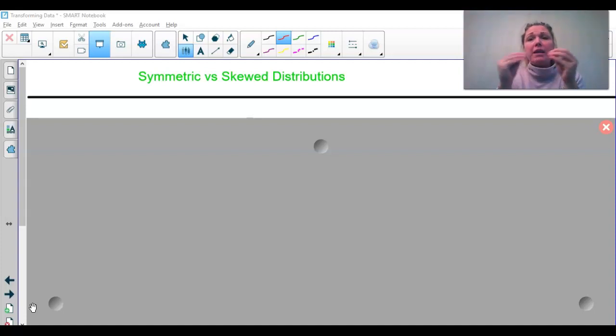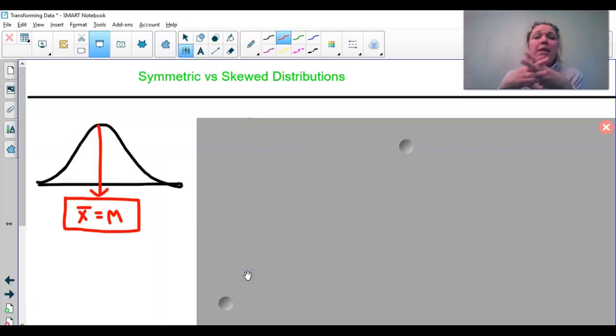When you have a distribution that is symmetric, the mean will be equal to the median, or approximately equal to the median. So if you're given a mean and a median that are approximately equal or equal, you know that that distribution, without even looking at the data and plotting it out, is going to be symmetric.